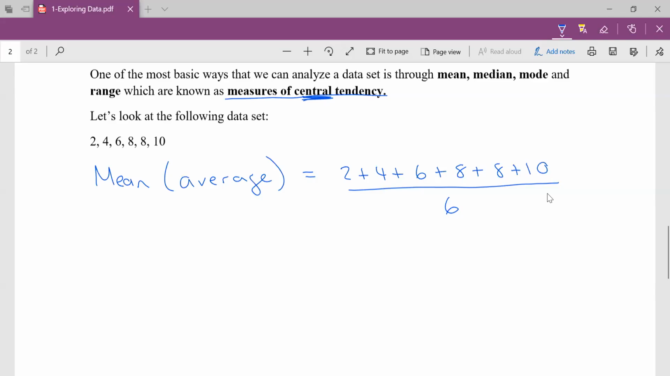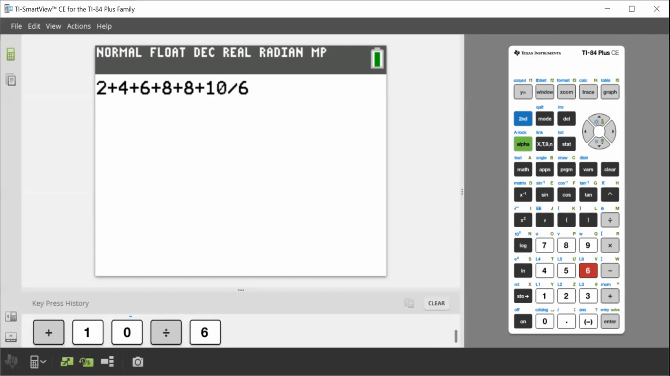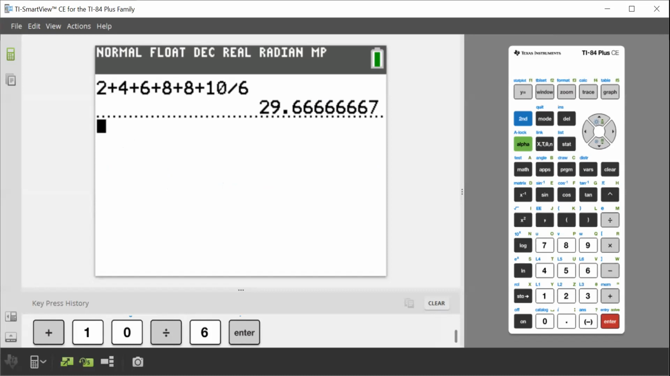I hope you hit pause and tried to put this in your calculator yourself. I'm going to share a screen with you on my TI, and I want to show you one of the easy ways that students get this incorrect. I've put that into my calculator like that. That is very incorrect. If I hit enter here, I get this: it's telling me the average of these data points is 29.6 repeating. I can clearly tell that's incorrect because my average has to be smaller than my highest number.